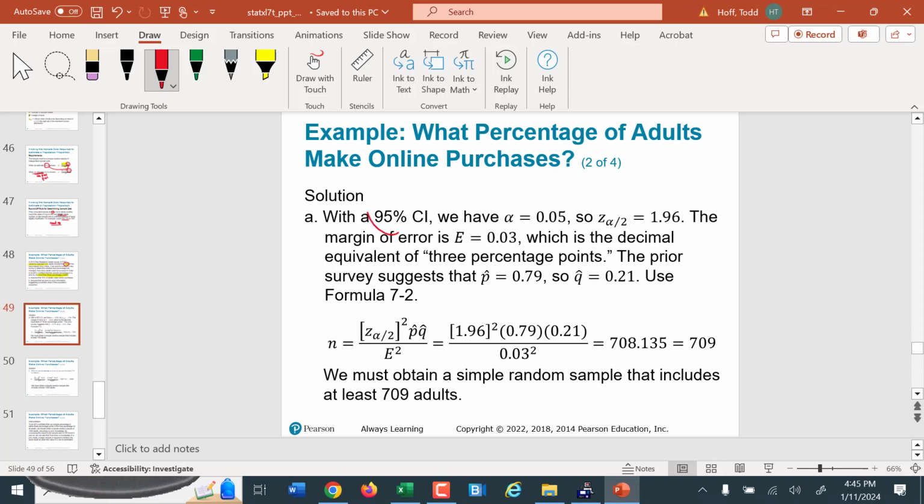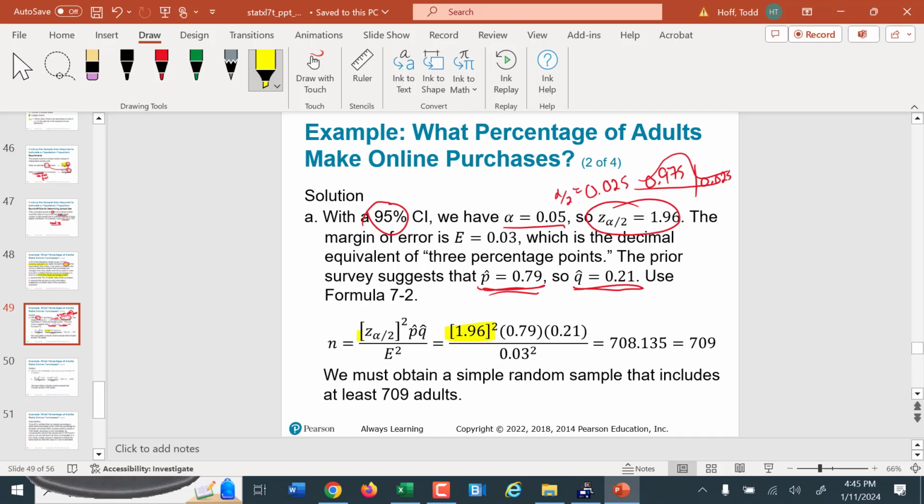So for a 95% confidence interval, our alpha is 0.05. So alpha over 2, of course, is 0.025. And so we're doing that inverse. 0.025 would be on this tail. So we're doing the inverse of 0.975, giving us z sub alpha over 2 of 1.96. Our estimate of p is 0.79, so our estimate of q hat is 0.21. And so we plug those into the formula.